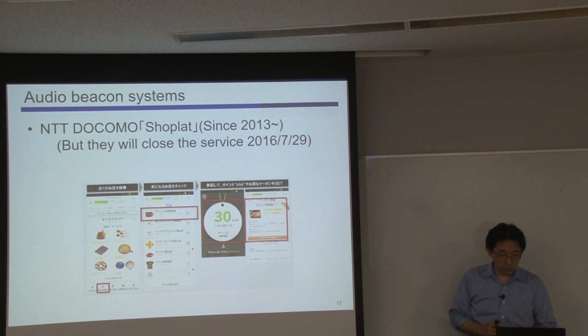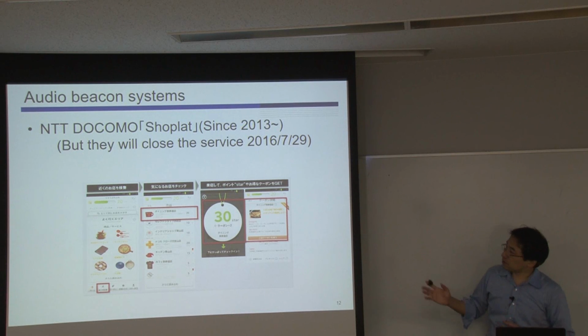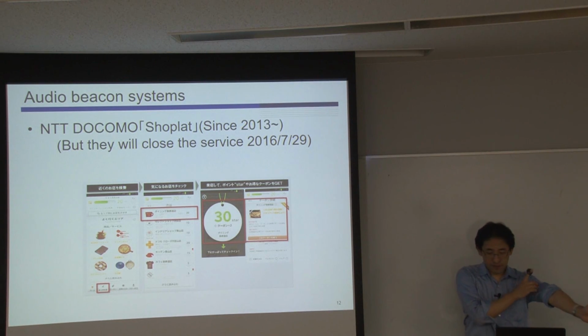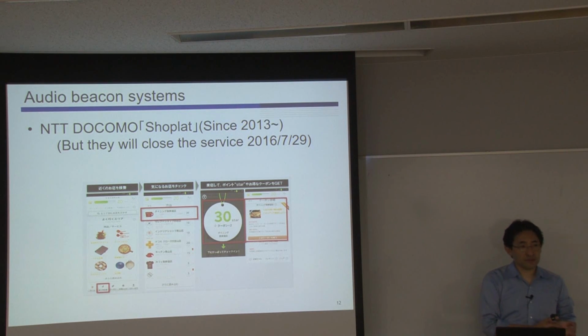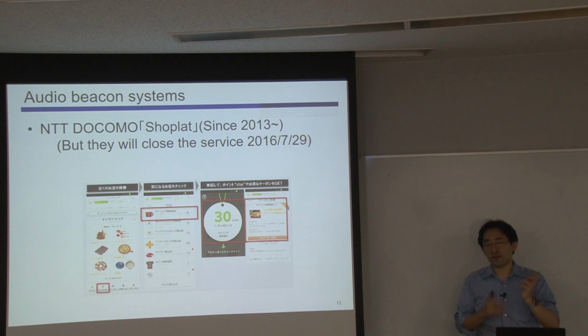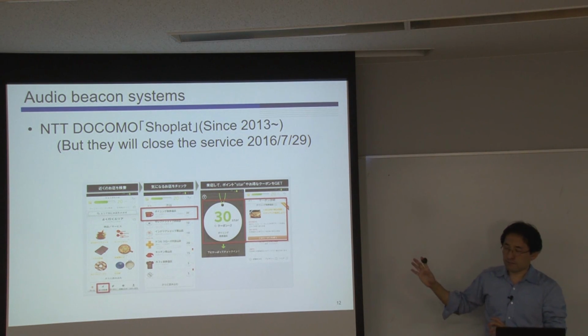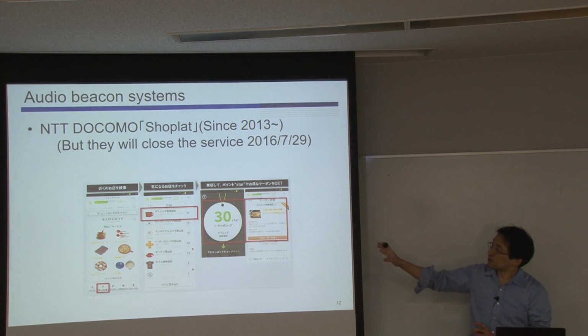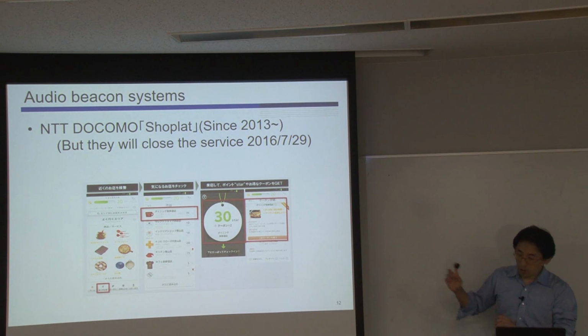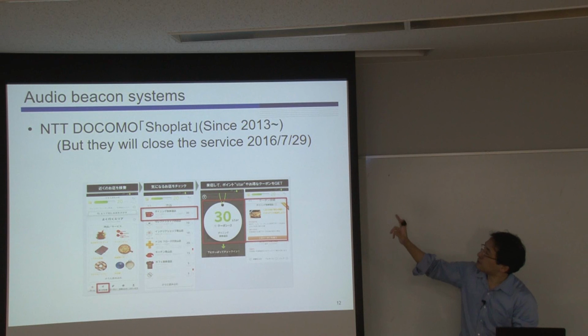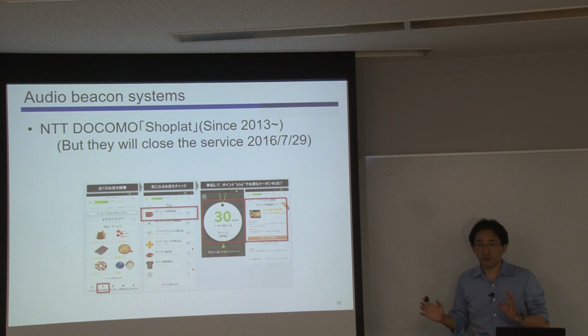Okay, starting with Docomo shop plat, these are services by NTT Docomo. They show users a smartphone application when you get into a retail store, if the retail store has an audio beacon, a sound beacon. You can't hear the beacon sound itself, but it has a very high frequency signal, and it has an ID on the signal. The smartphone can receive such a signal using the microphone, so it can detect it. As far as I know, more than 1,000 shops were built with these beacons. However, I just saw on their homepage that Docomo will close the service this July. So it seems it didn't work well.